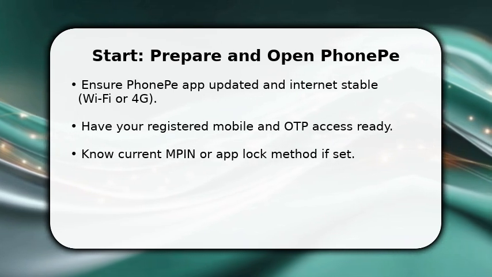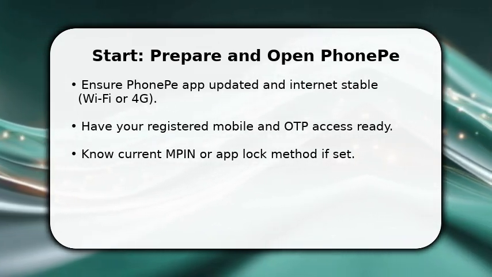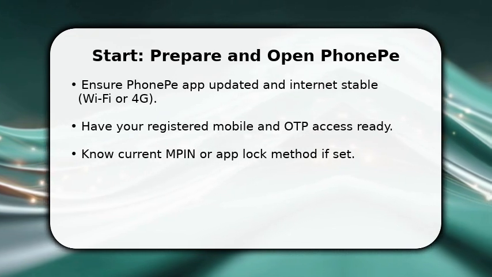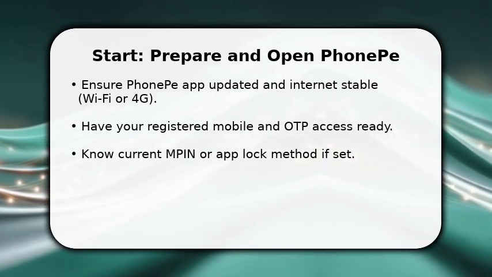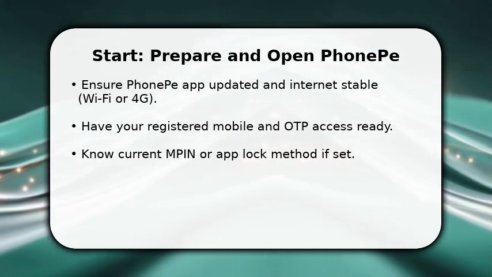You need access to incoming SMS for OTP. That's how PhonePe verifies identity. If you use an app lock or MPIN, keep those handy, you may be prompted. This first step sets secure context and avoids verification retries later.